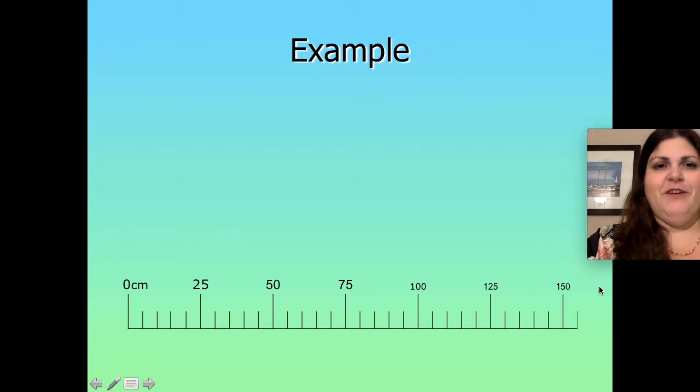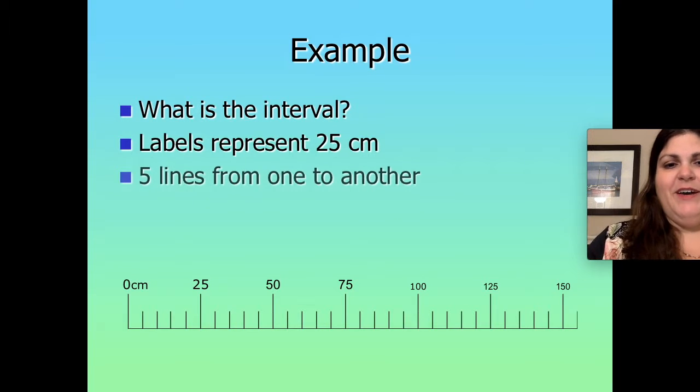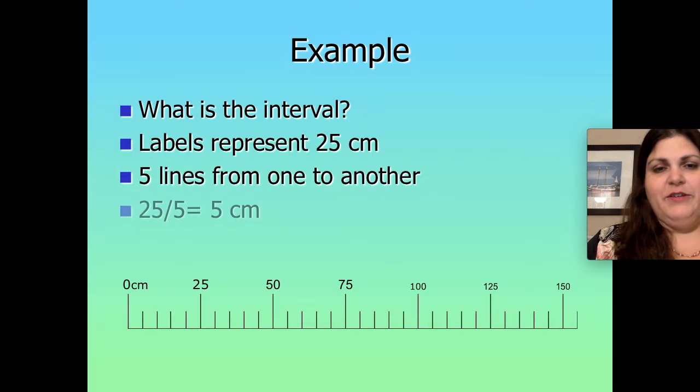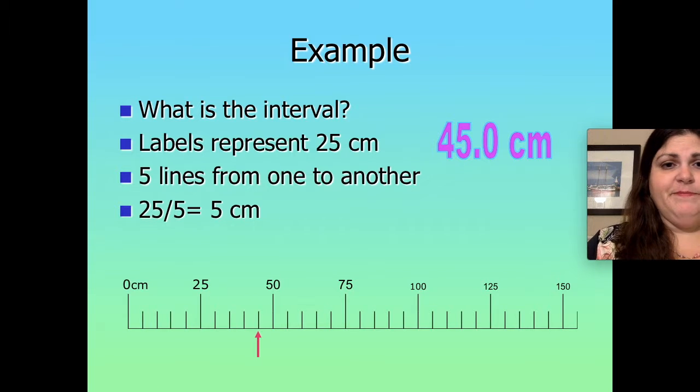Take a second, see if you can figure out what this interval is. Of course, it's 5. If we have a distance of 25 and we divide it into 5 spaces, we naturally get each one being 5. Consequently, what's that value? Well, if each one is 5, and this is 25, that puts this at 30, 35, 40, and 45. So, of course, that arrow is pointing to 45, in this case, centimeters.